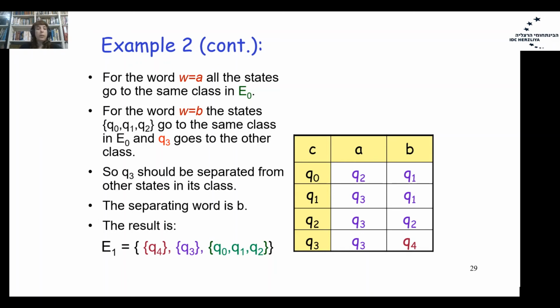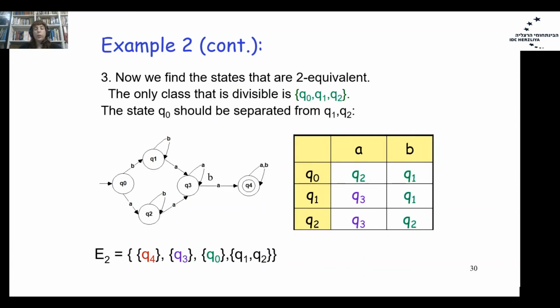Okay, we can't split Q4, we can't split Q3, but we can check what we can do with Q0, Q1, Q2. Maybe we still can separate them. So we move to the next stage of the algorithm, and we would like to find the states that are 2-equivalent. The only class that interests us is Q0, Q1, Q2. And we can see that Q1 and Q2 have the same behavior and Q0 has a different behavior.